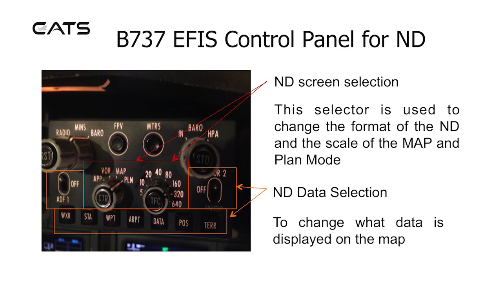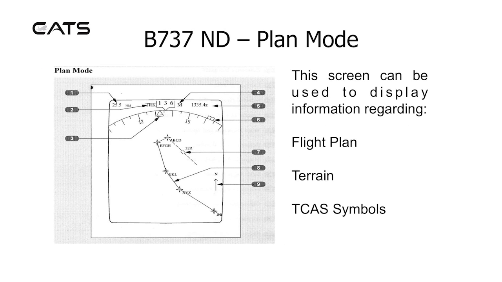This is the navigation display screen selection. It has a selector to change the format of the navigation display and the scale of map and plan mode. You can also change what data is displayed on the map in terms of airports, terrain or weather, etc. The EADI has various displays which can be shown. This is plan mode, identified with a north reference.